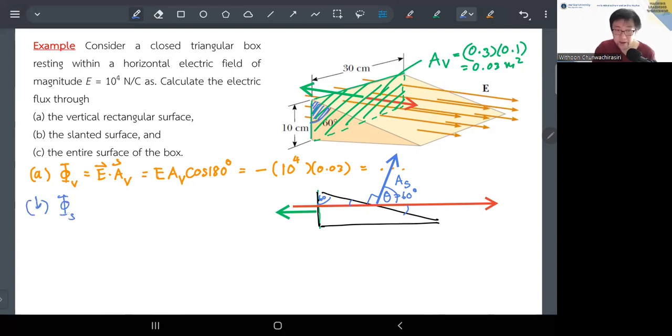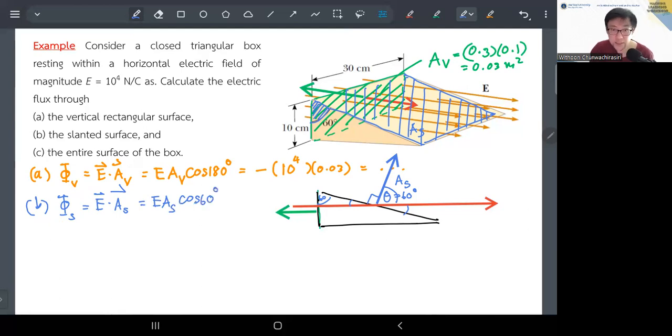So let me put S there. It's going to be E times A sub S. And A sub S is just this huge, big slanted surface right there. Let me highlight it in blue. There you go. All right, so that's A sub S. Whatever it is, it's going to be E times A sub S cosine 60, right? Almost done. The only thing left for you to calculate is what is A sub S?